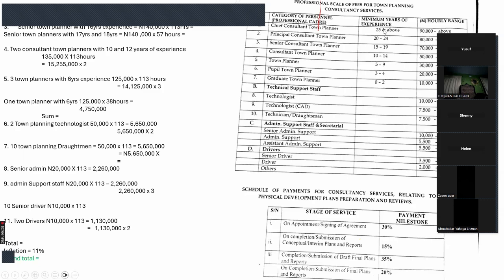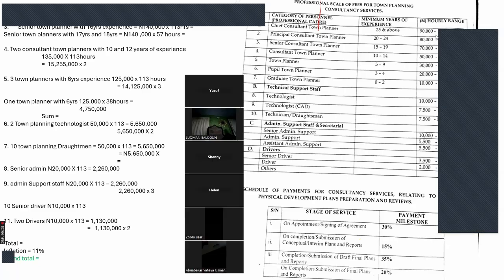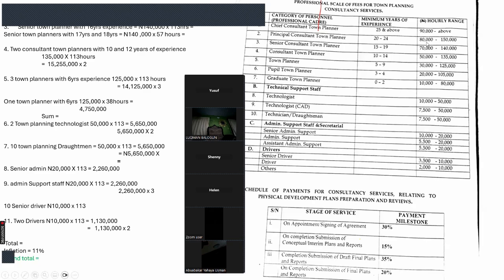For chief consultant town planner, initially I told you 110, so that was wrong. It's 90,000. Okay, yeah, it's correct. 90,000 and above. So for chief consultant town planner, you can give him any amount. 90,000 is the minimum. Then the maximum, you can maybe give him 150,000, or maybe 130, since they do not mention it here. Then for principal consultant town planner, the town planner that has 20 to 24 years, the hourly rate is 80,000 to 150. So the maximum is 150.